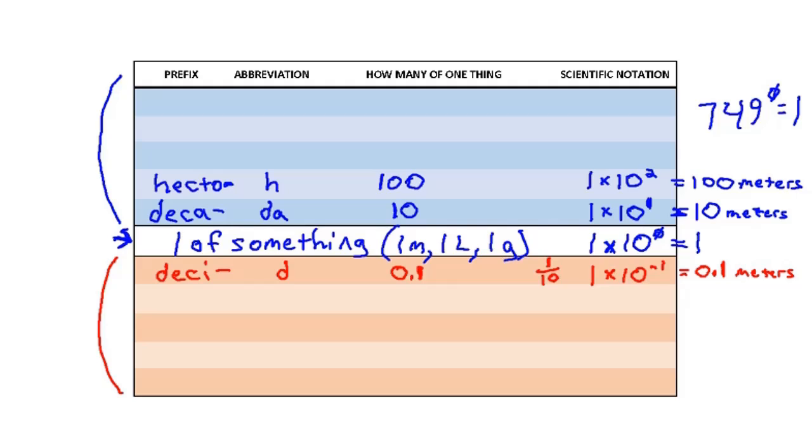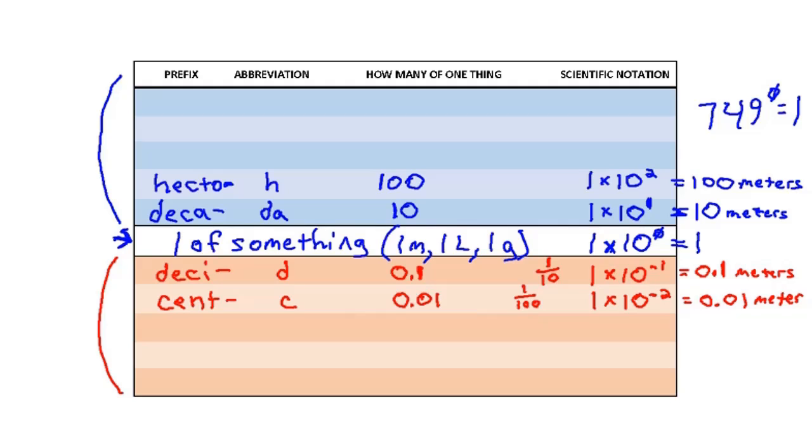Now the opposite of hecto, this for the small, is going to be centi. And we already went over centi. Centi is abbreviated lowercase c. And centi means 1/100th. See, 1/100th. And the scientific notation for that is going to be 1 times 10 to the negative 2. So that's the same thing as 1/100th meters. So if we have a centimeter, we're going to have 1/100th of a meter. So 100 centimeters will make up 1 meter.